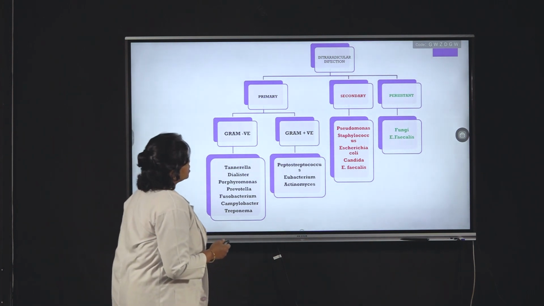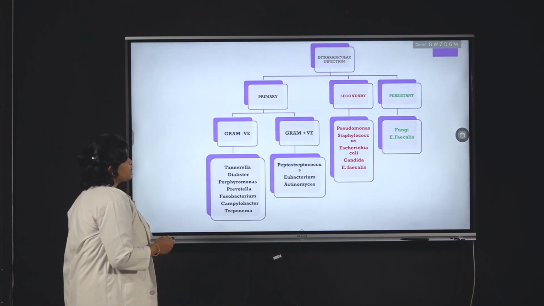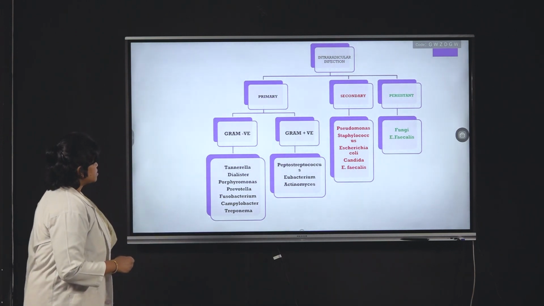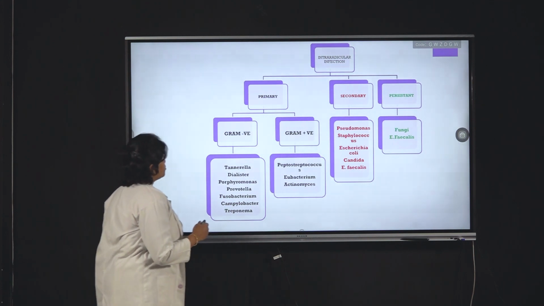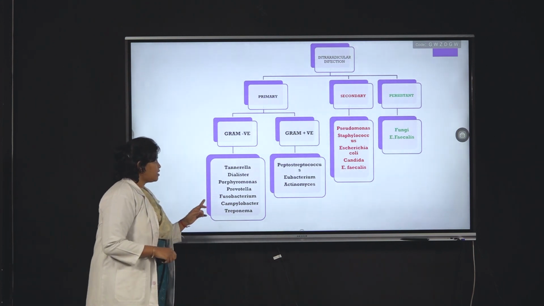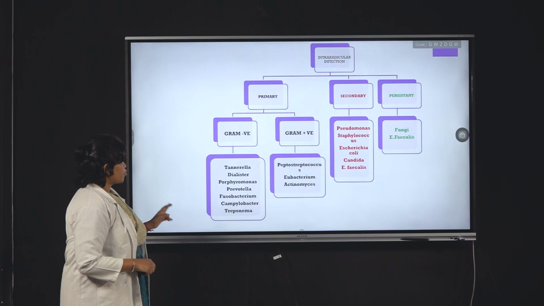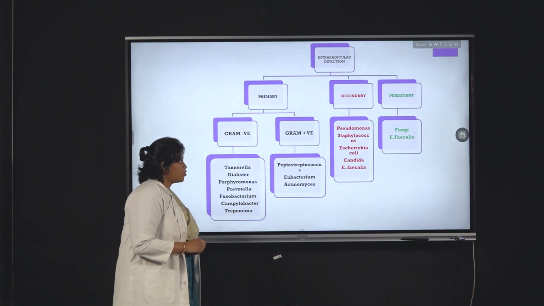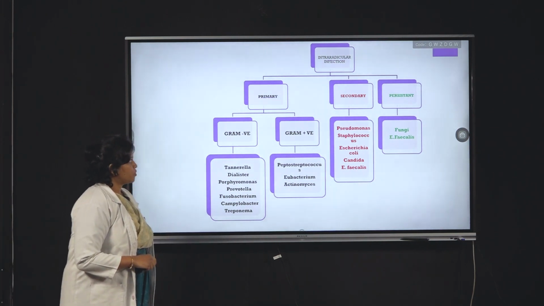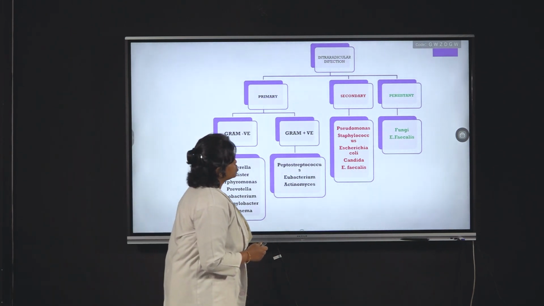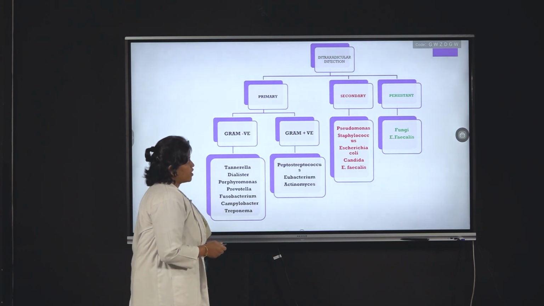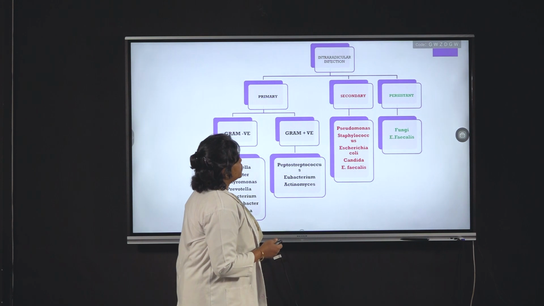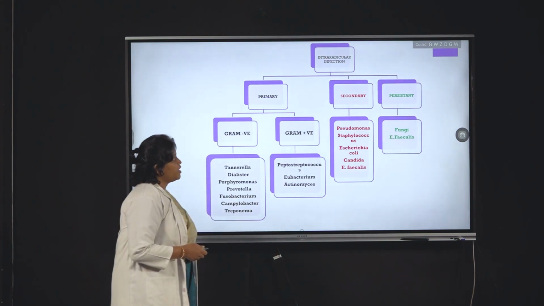Now we have intraradicular secondary infection, and these are the examples. The bacteria which cause gram-negative primary endodontic infections are Tannerella, Dialister, Porphyromonas, Prevotella, Fusobacterium, Campylobacter, and Treponema. Gram-positive includes Streptococcus, Eubacterium, and Actinomyces. Secondary infections are usually caused by Pseudomonas, E. coli, Candida, and E. faecalis. Persistent infections are usually caused by fungi and E. faecalis.